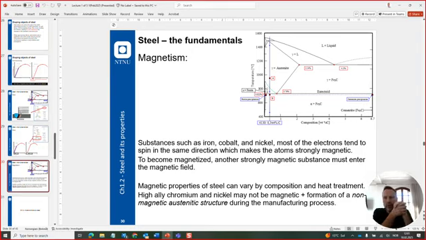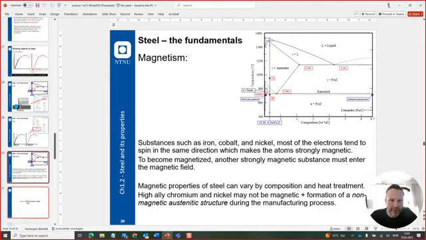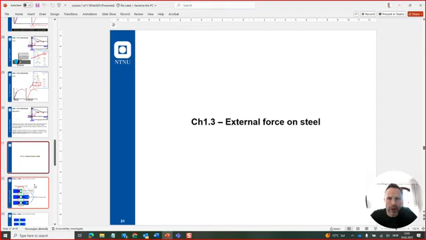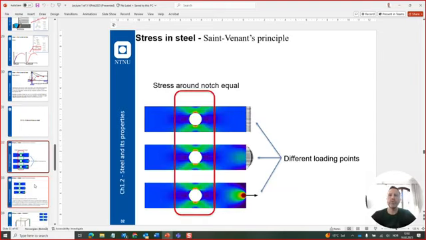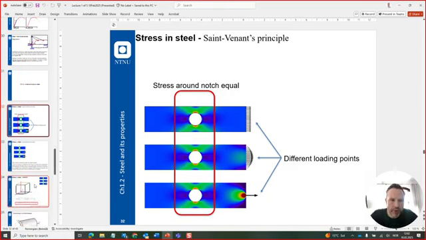There are many things we could talk about on material science. I think this is enough for you guys. Next time we will talk about external forces, how they act on steel. You would think it's a vector, but it is not. It's a 9-component stress tensor. We will talk about that and principal stresses and so on and so forth.